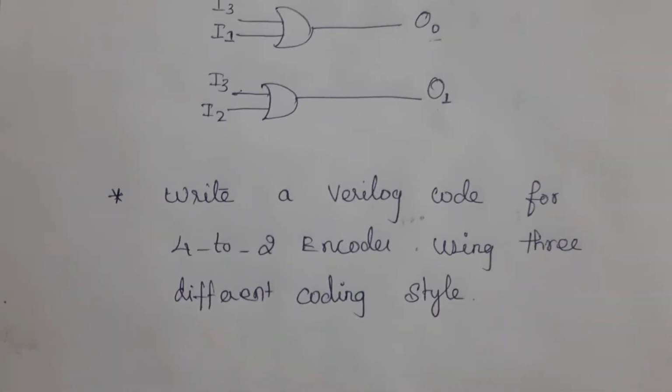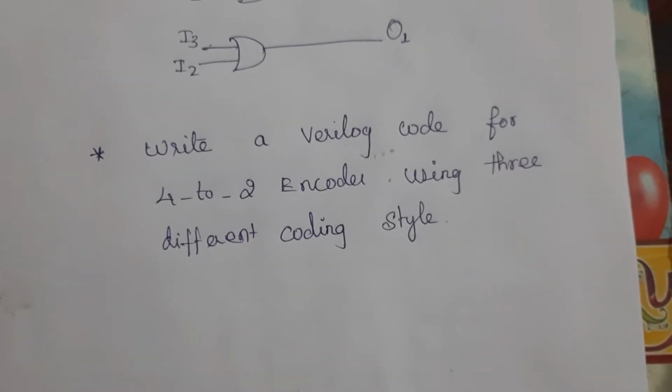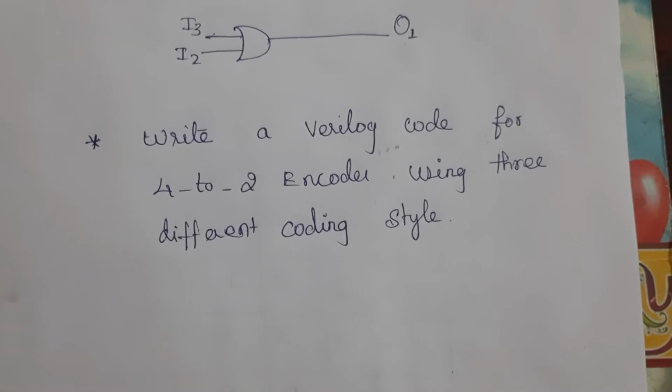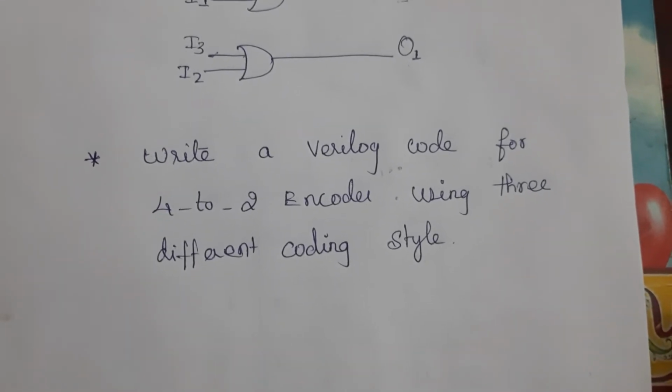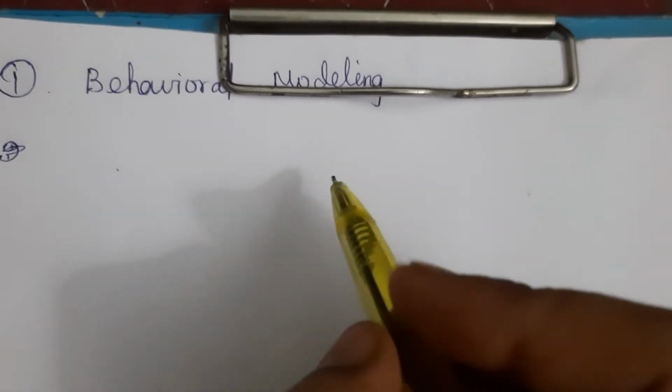So now we are going to write a Verilog code for this 4 to 2 encoder using three different coding styles, that is behavioral modeling, data flow modeling and structural modeling. First one is behavioral modeling, and I already told that in behavioral modeling the output must be declared as a register. So this is different compared to other modeling.